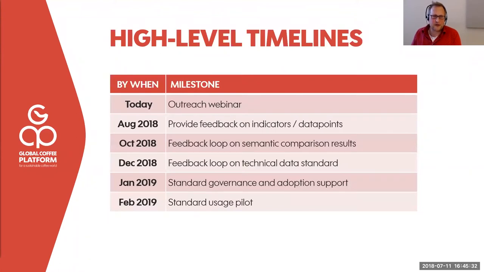Finally, just coming in addition to what Daniele already mentioned, some very high level timelines. Today we have the outreach webinar to you, to external stakeholders. During August, hopefully we will be able to provide feedback through COSA, on indicators and the data points. We will have certain feedback loops on the semantic comparison results, on the technical data standard, and produce some of the outputs later on. And the project ends officially by the end of February, where we hope to have at least one or two pilots conducted.